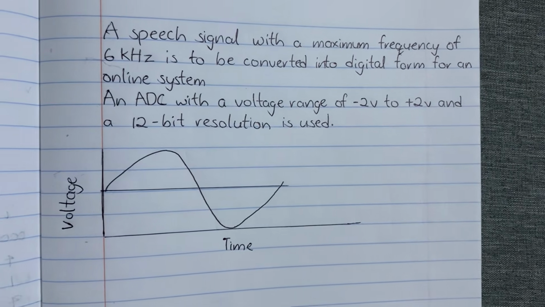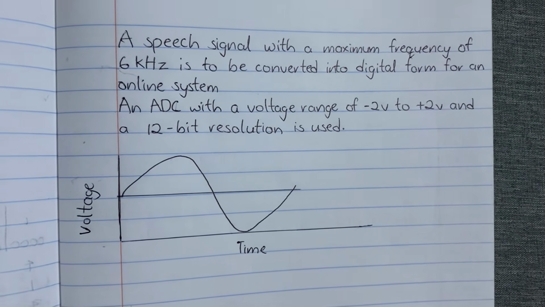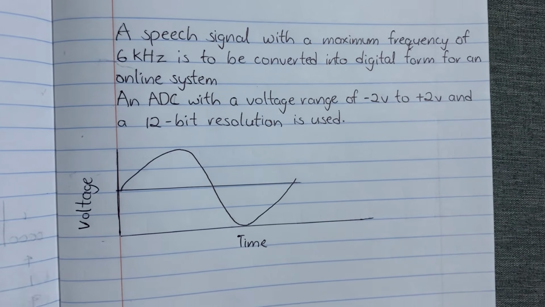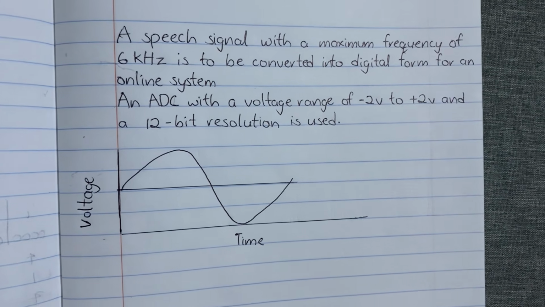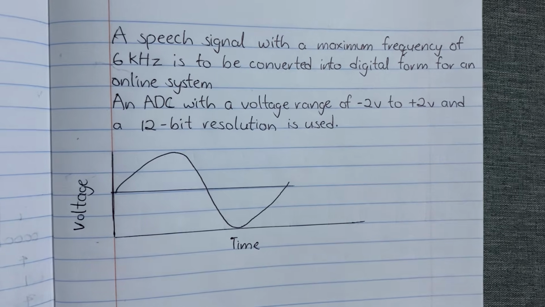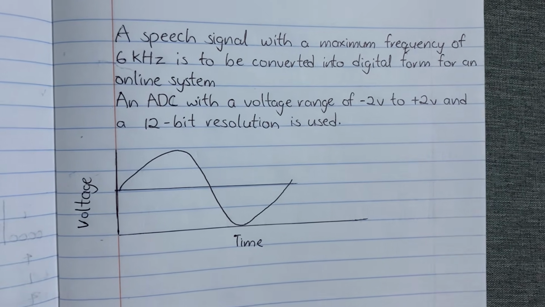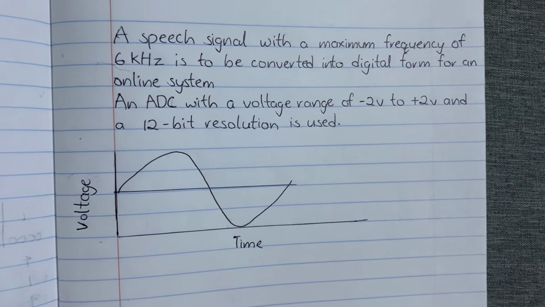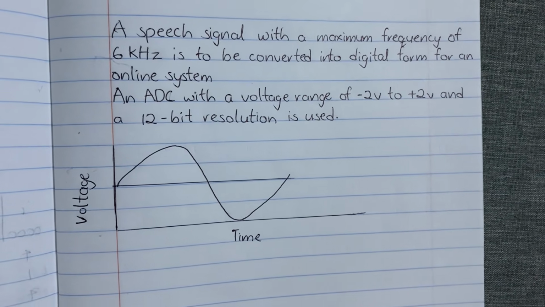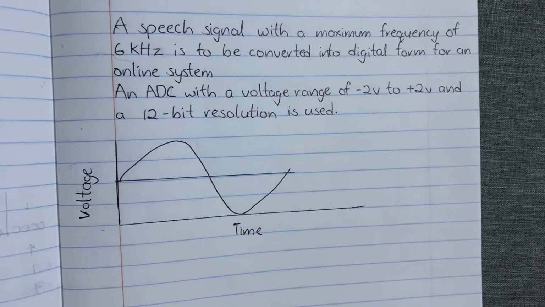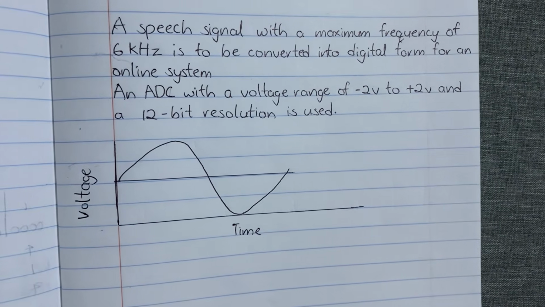Today we are going to understand analog to digital converters by solving a question. A speech signal with a maximum frequency of 6 kHz is to be converted into digital form for an online system. And we are going to use an ADC, analog to digital converter, with a voltage range of -2 volts to +2 volts and a 12-bit resolution.